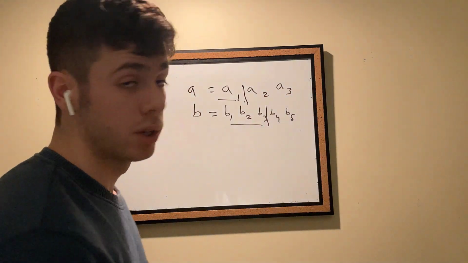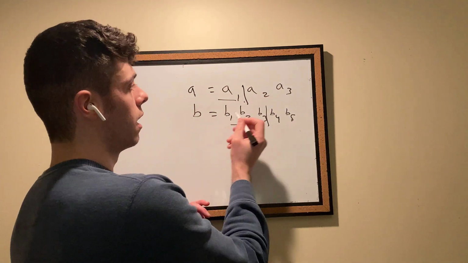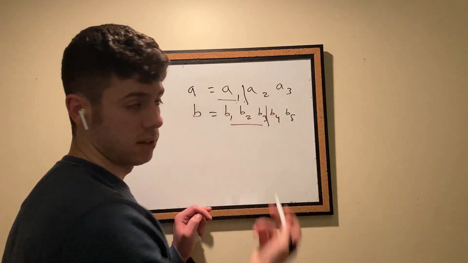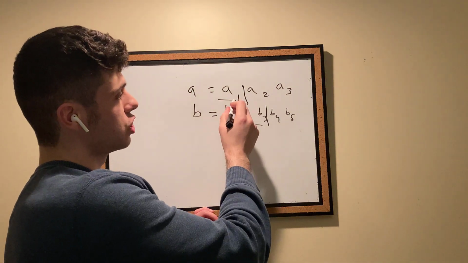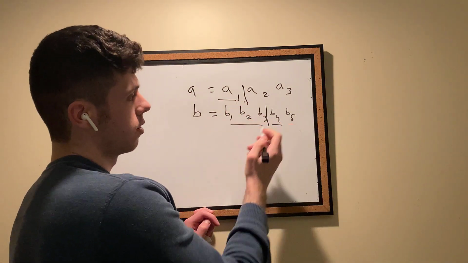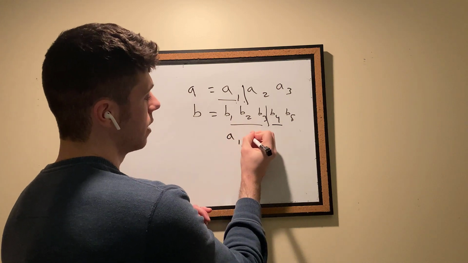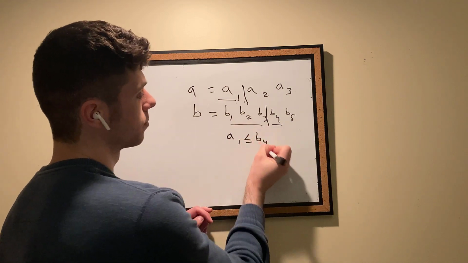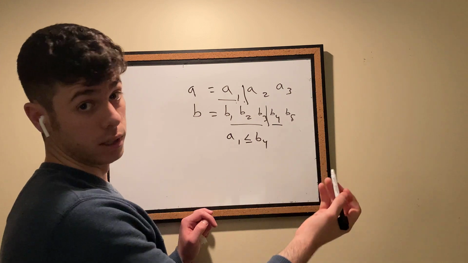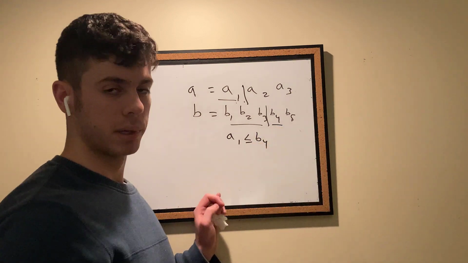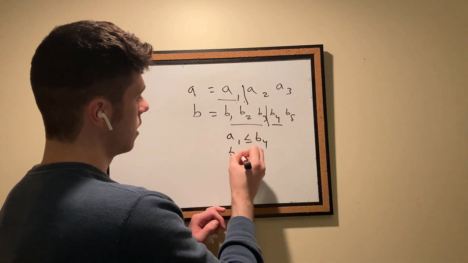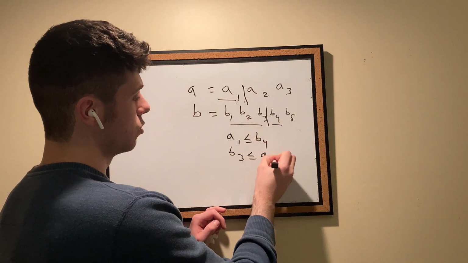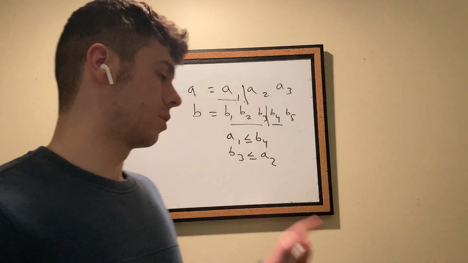So basically how you can find this is you compare. You know that A1 is less than A2 because it's a sorted array. But you need to check if A1 is less than or equal to B4. Similarly, you know B3 has to be less than B4 because it's given to you sorted, so you have to check if B3 is less than or equal to A2. Once you get to this point, you're good.